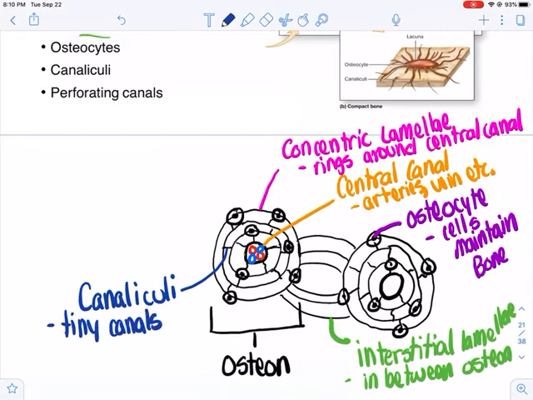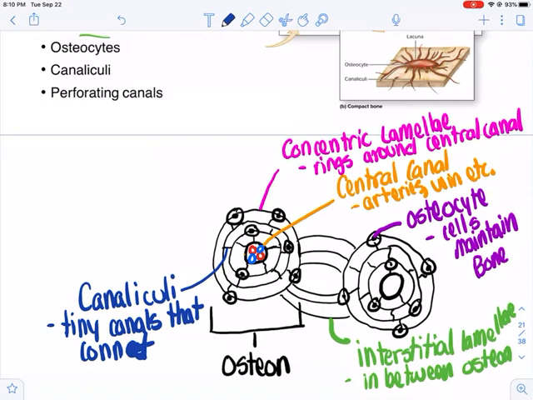These are the tiny canals that connect everything. I'm just going to put that connect, because I'm going to run out of space. It's not really wanting to write. It's supposed to be neat. That connect. So they're going to make sure you get all the nutrients you need out to all of your residents that are living in this osteon.